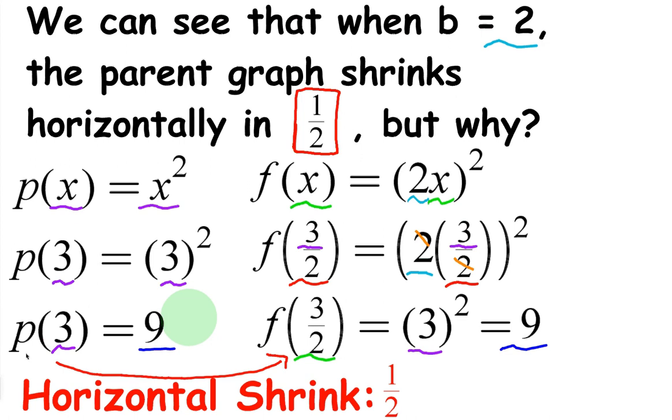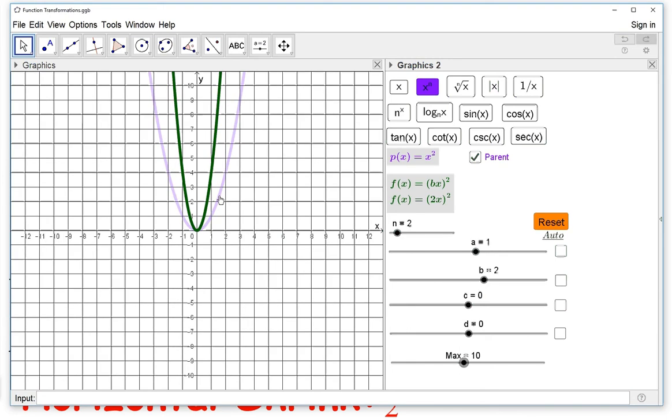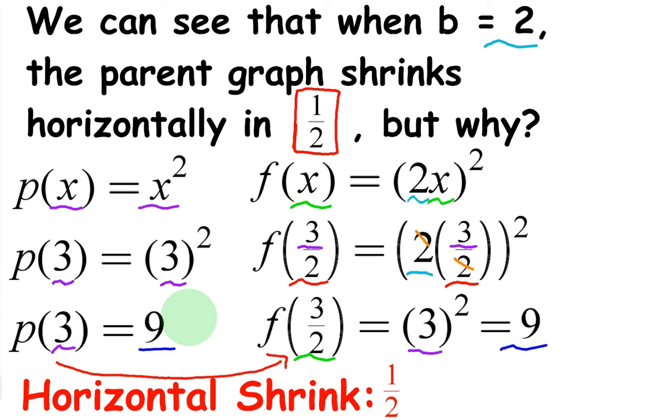We're going from 3 to 3/2. Now remember, 3/2 is just 1.5. So let's zoom out here a little bit. P of 3 is 9. In order to get the same y value for a transformed function of 9, we'd have to plug in 1.5 or 3/2. And again, this is algebraically why it's true.